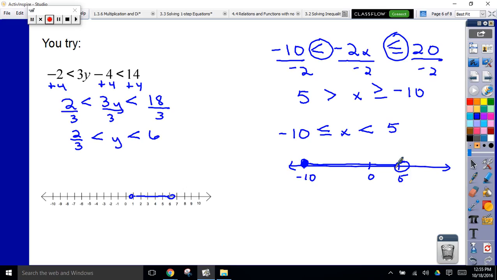Okay, now we're going to talk about solving compound inequalities that have the word or. Ernie, you still writing? I'll give you a second. Negative. Oh, from here, -10 divided by -2 is 5. Page?